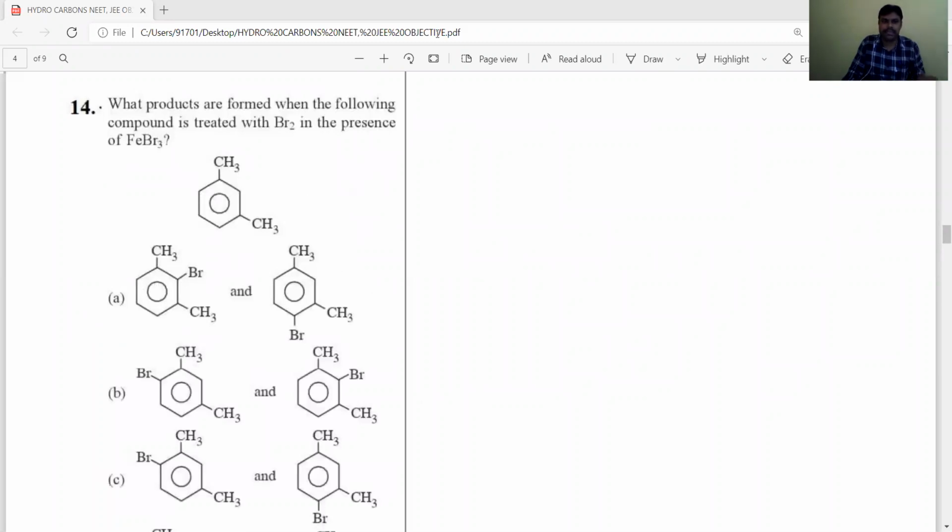Let's see. Now they have given the reactant, and what we are doing is halogenation. We are using bromine, so it is called a bromination reaction. This 1,3-dimethylbenzene is also called metaxylene; its common name is metaxylene. 1,3-dimethylbenzene on bromination in the presence of FeBr3 catalyst, where will the bromination take place? It is an electrophilic substitution reaction, dear students.